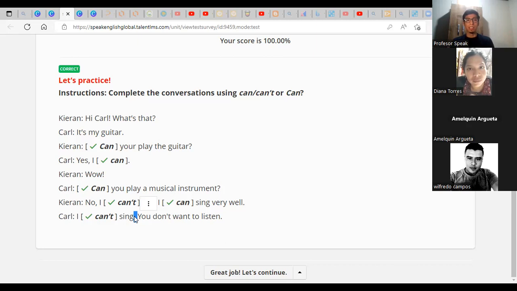It's my guitar. Can you play the guitar? Yes, I can. Wow. Can you play any musical instrument? No, I can't, but I can sing very well. I can't sing. You don't want to listen. Okay, that is a role play that you act like the person, okay? You act like the person and you pronounce correct and you do right pronunciation. So very good. Diana and Wilfredo, are you ready?